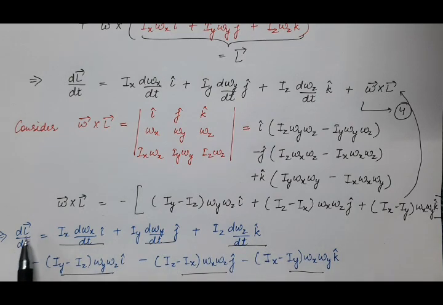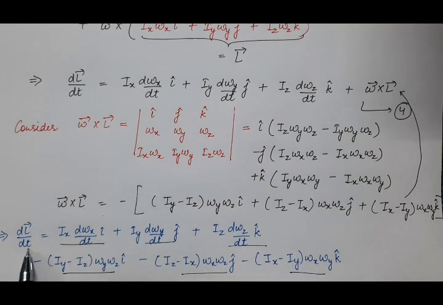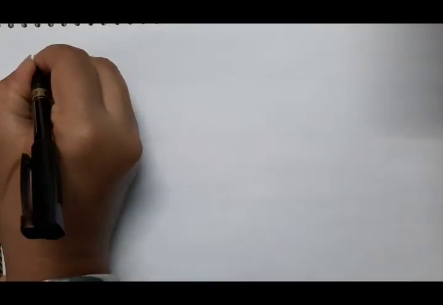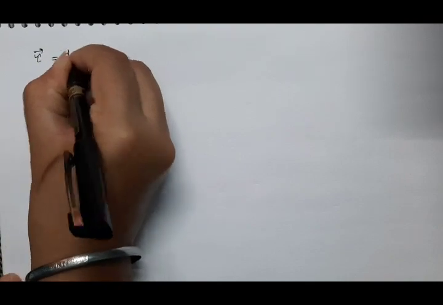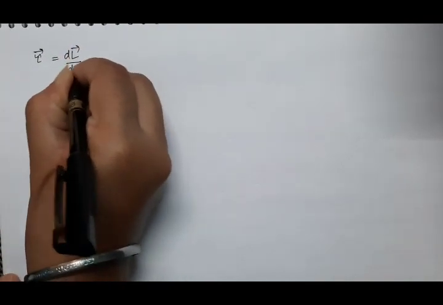And what is this dL vector by dt? It is tau vector. Torque acting on the body, it is the time derivative of angular momentum vector. So if tau is the torque acting on the rigid body which is rotating about a fixed axis in a frame of reference S, then this dL vector by dt will be equal to tau vector. So we will have tau vector because it is equal to dL vector by dt.